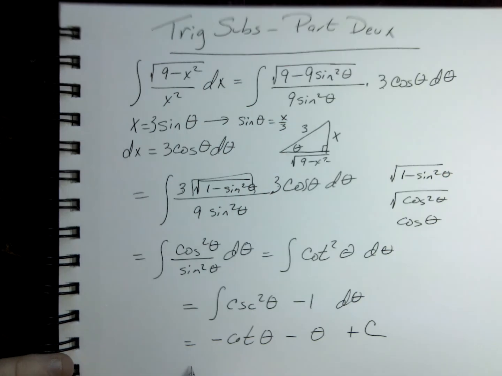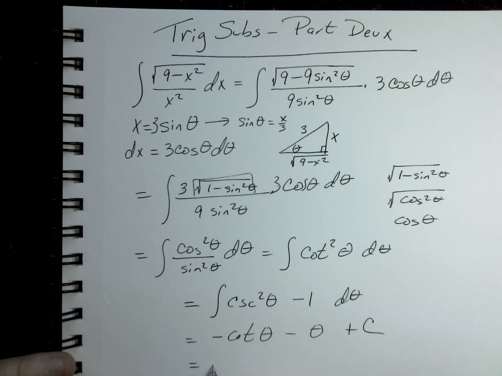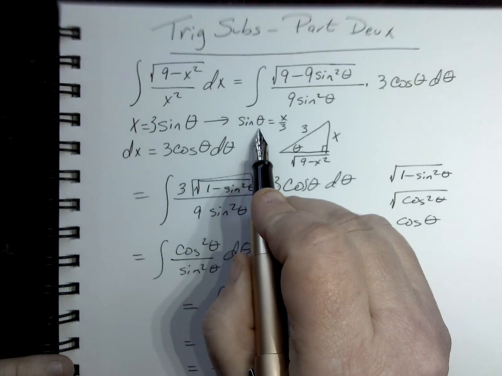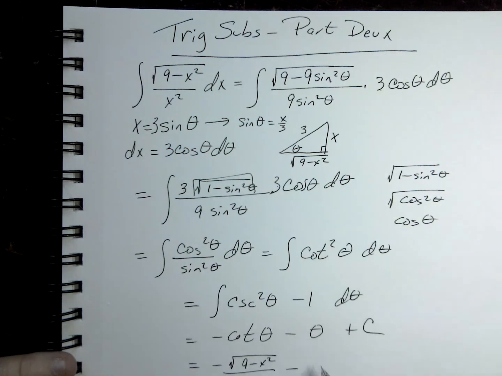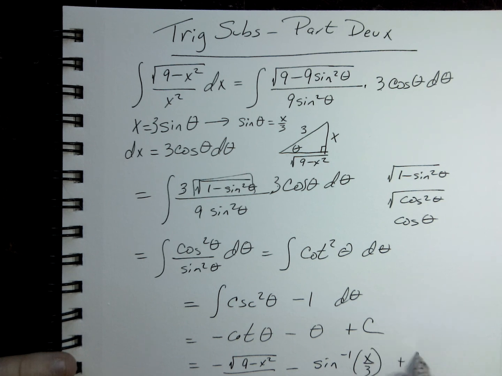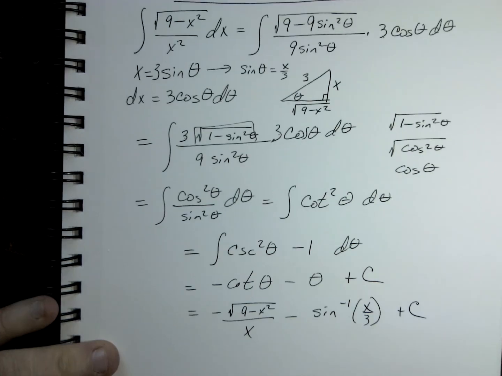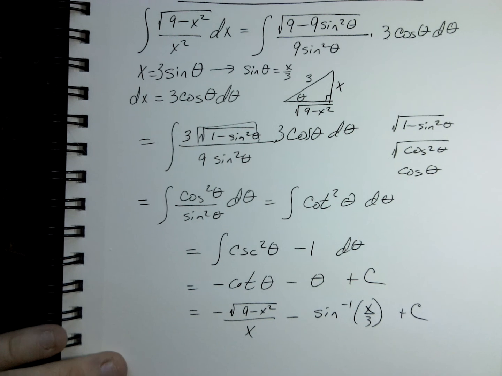Cool. So down here, cotangent is adjacent over opposite. Reading the triangle, this becomes the square root of 9 minus x squared over x, minus theta. Well, if sine theta is x over 3, plain old theta is sine inverse of x over 3, plus C. Do you guys see it? Isn't that a cool trick? I like it. It's a very cool trick.